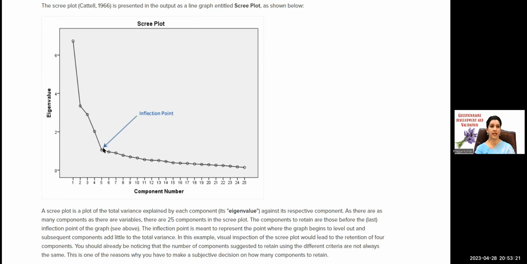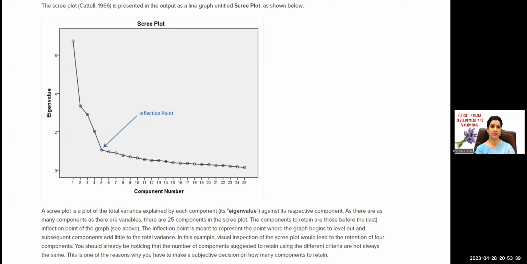And how will you decide that? There is an inflection point. So the point from where this seems to be parallel. So this is the inflection point, this angle. But it is not always easy to decide. So there are other ways, that is the parallel analysis, we'll see that.